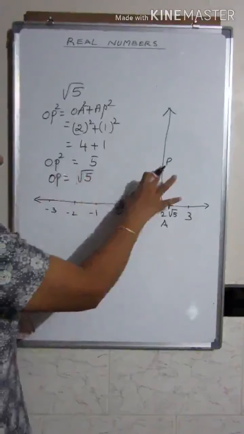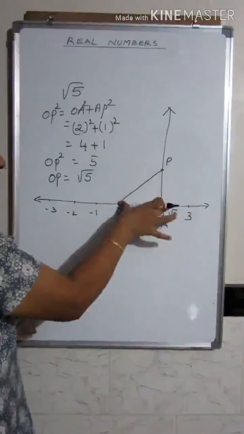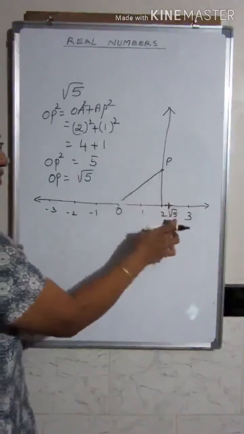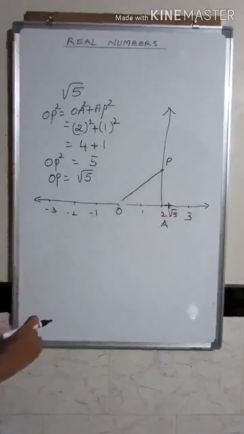So when the length of OP is equal to root 5, you are taking the same radius to cut this arc. So this value also will be equal to root 5. So this is how you represent root 5 on the number line.